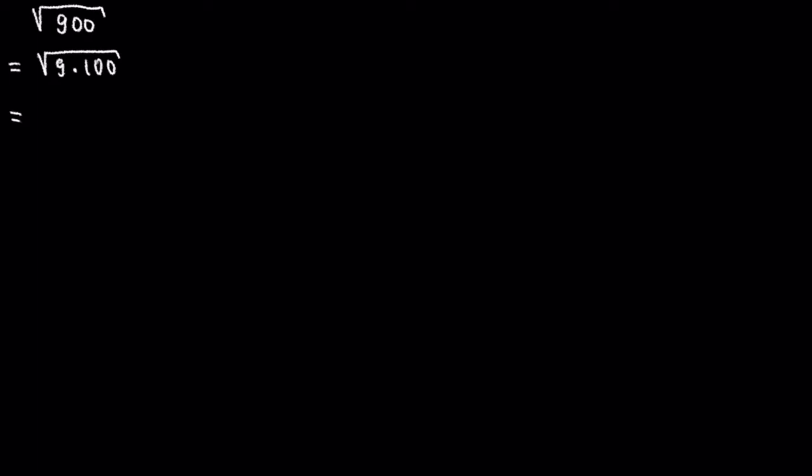Now we can use the multiplication rule for roots and write the square root of 9 multiplied with the square root of 100. The square root of 9 is 3 and the square root of 100 is 10. So we get 3 times 10, which is 30, and we are done with this problem.